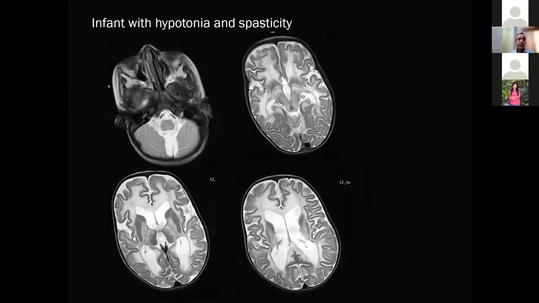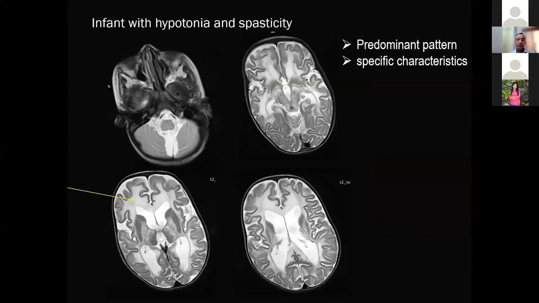Another patient, an infant with hypotonia and spasticity. The approach remains the same. Look for the pattern, whether it's diffuse or focal, then look for the predominant pattern. Here, there is diffuse involvement of the bilateral cerebral hemisphere white matter. There is involvement of the globus pallidus and thalami with relative sparing of the caudate and the putamen.